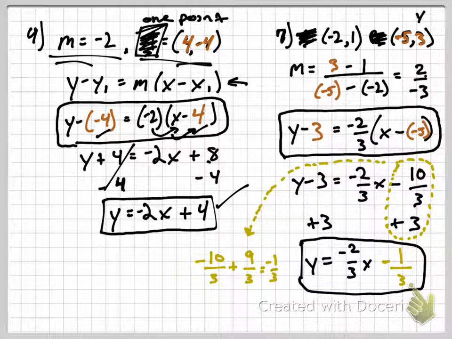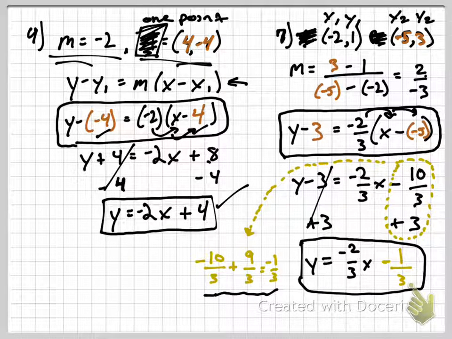Again, we're just using that formula, finding the change in y and the change in x. So again, I plug it in. I use the distributive property here and here. I add 3 on both sides. This is over here. And that's your final slope-intercept form.